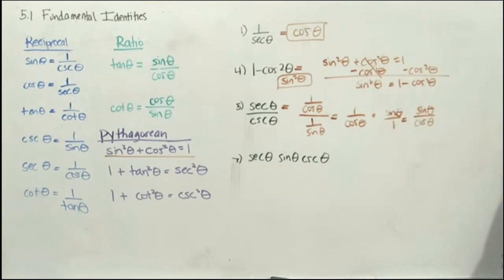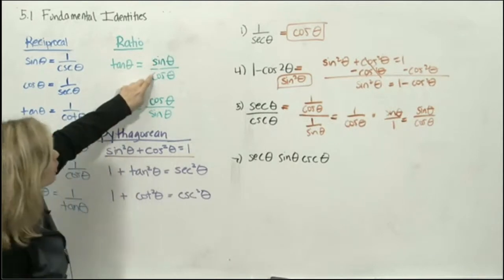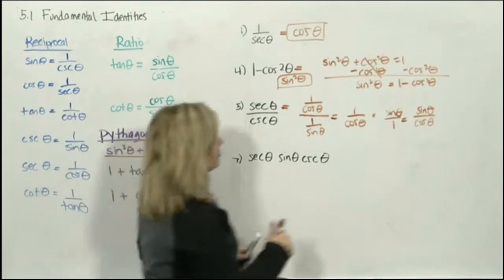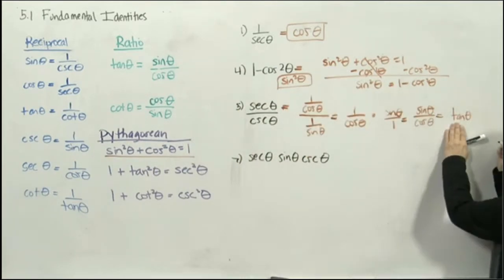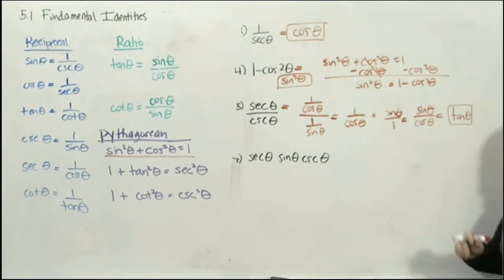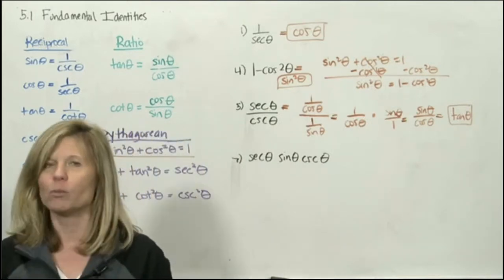and lo and behold, now you have an identity on your list. What does sine theta over cosine theta really represent in trig? Sine over cosine is a ratio identity, and it really represents tangent theta. And when you write tangent theta, that is one term, a monomial. That is simplified form. Simplified form means you can get the answer to be one term, a monomial.